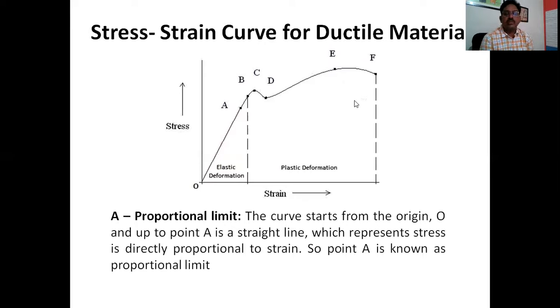First one is point A. What do you mean by point A? It is the proportionality limit. The curve starts from the origin O and up to point A, it is a straight line. Stress is directly proportional to strain up to the limit of proportionality. So point A is known as the proportionality limit. Up to this point, the stress is directly proportional to strain, and the line will be a straight line.